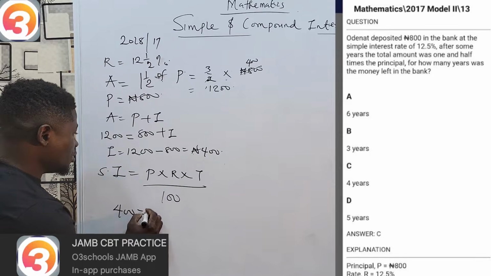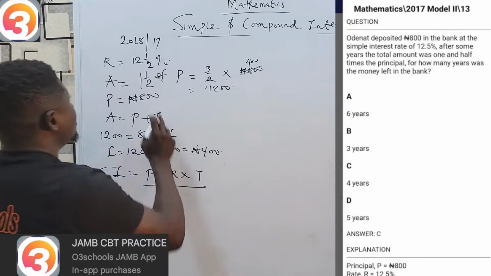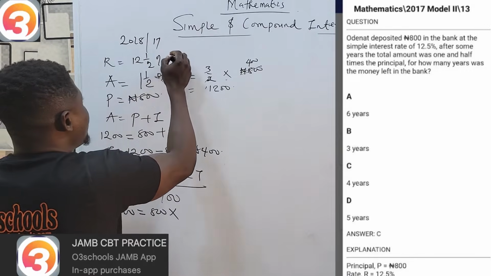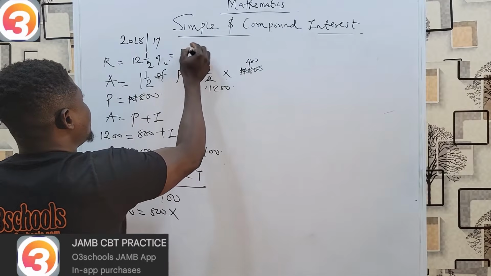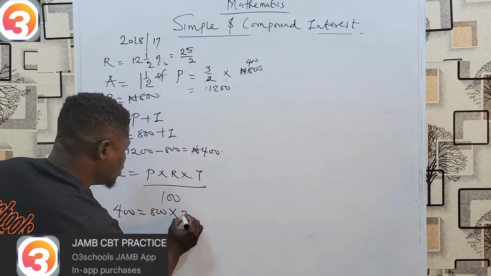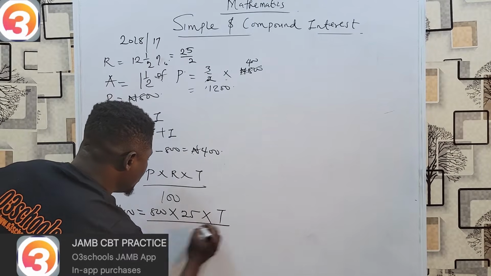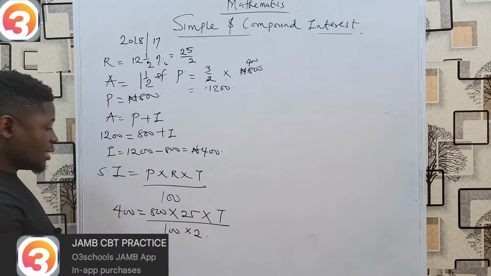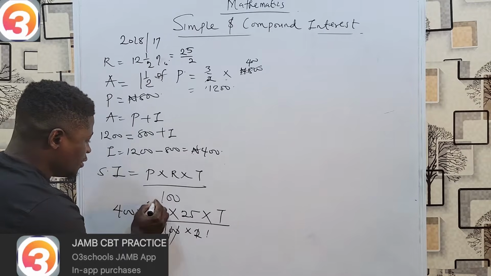So our simple interest is already 400, equal to our principal, 800, times the rate, 12 and a half. Convert this 12 and a half to an improper fraction. 2 times 12 is 24, 24 plus 1 is 25, so I have 25 over 2, times the time, which we don't know, over 100. That 2 will come down. Simple calculation: 0 cancels 0, 0 cancels 0. 2 into 2 is 1, 2 into 4 is 2.